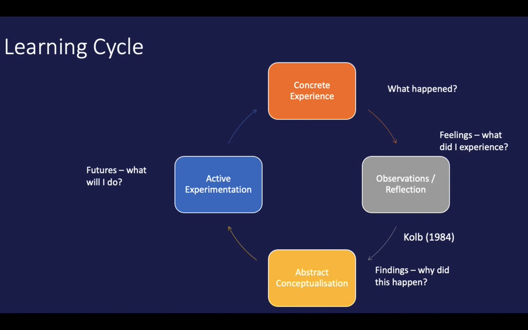So Kolb realized that once we have an experience, we will experiment in different ways to either recreate that experience and the way that we approached it, or to change something. Okay, and this forms the basis of how we learn, and that is why reflection and reflective analysis is so important.